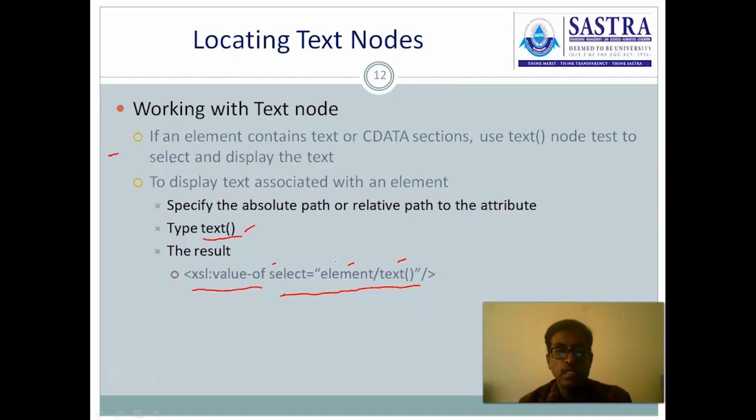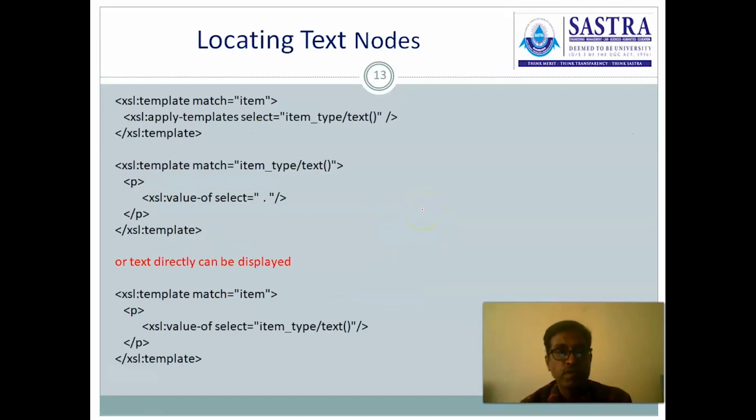In this case, you can give an absolute path as in the previous example, or a relative path for the selection of the attribute. Text node. The example for text node selection: match equal to item, select item type and text. I want to apply this template. Select item type/text. Or directly you can write the template.